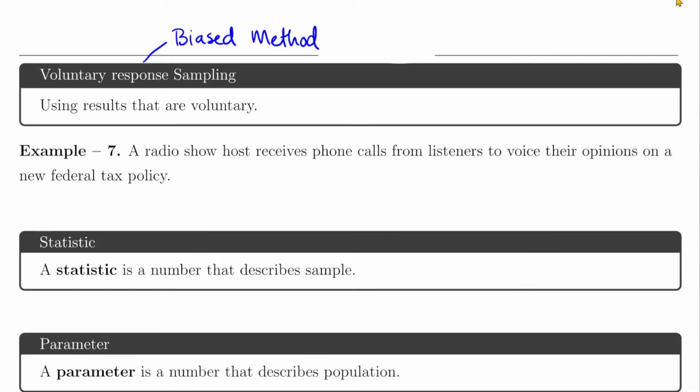So our next sampling method that can introduce bias is the voluntary response sampling. And it's just using responses that are voluntary, so people volunteer to take part in the survey. So for instance, suppose we have a radio show host and he asks people to call in and voice their opinions on a new federal tax policy. That could create a biased sample because it's only getting the opinions of people who listen to the radio show, right? You had to be listening to the radio show and then you had to want to volunteer. So that's a voluntary response sampling.